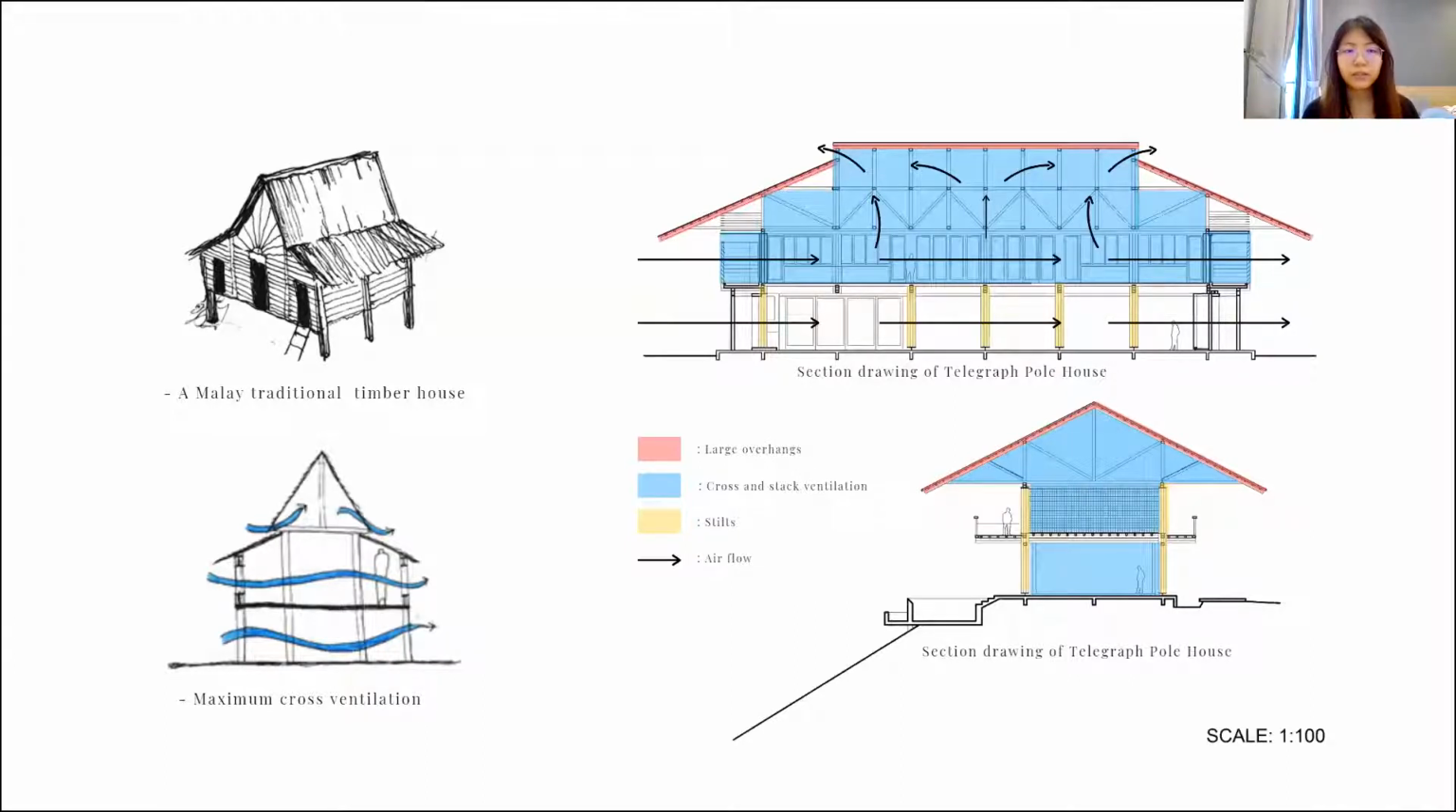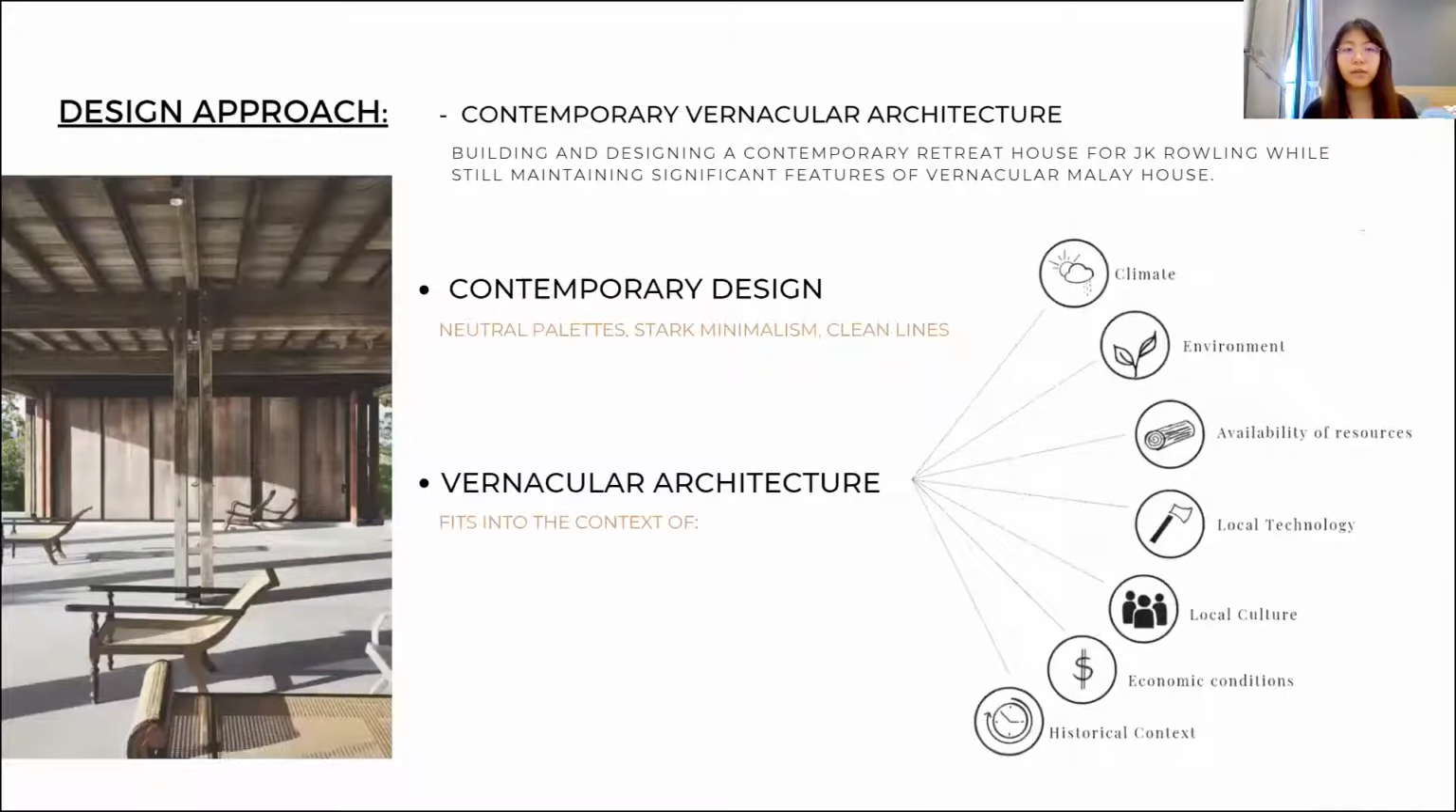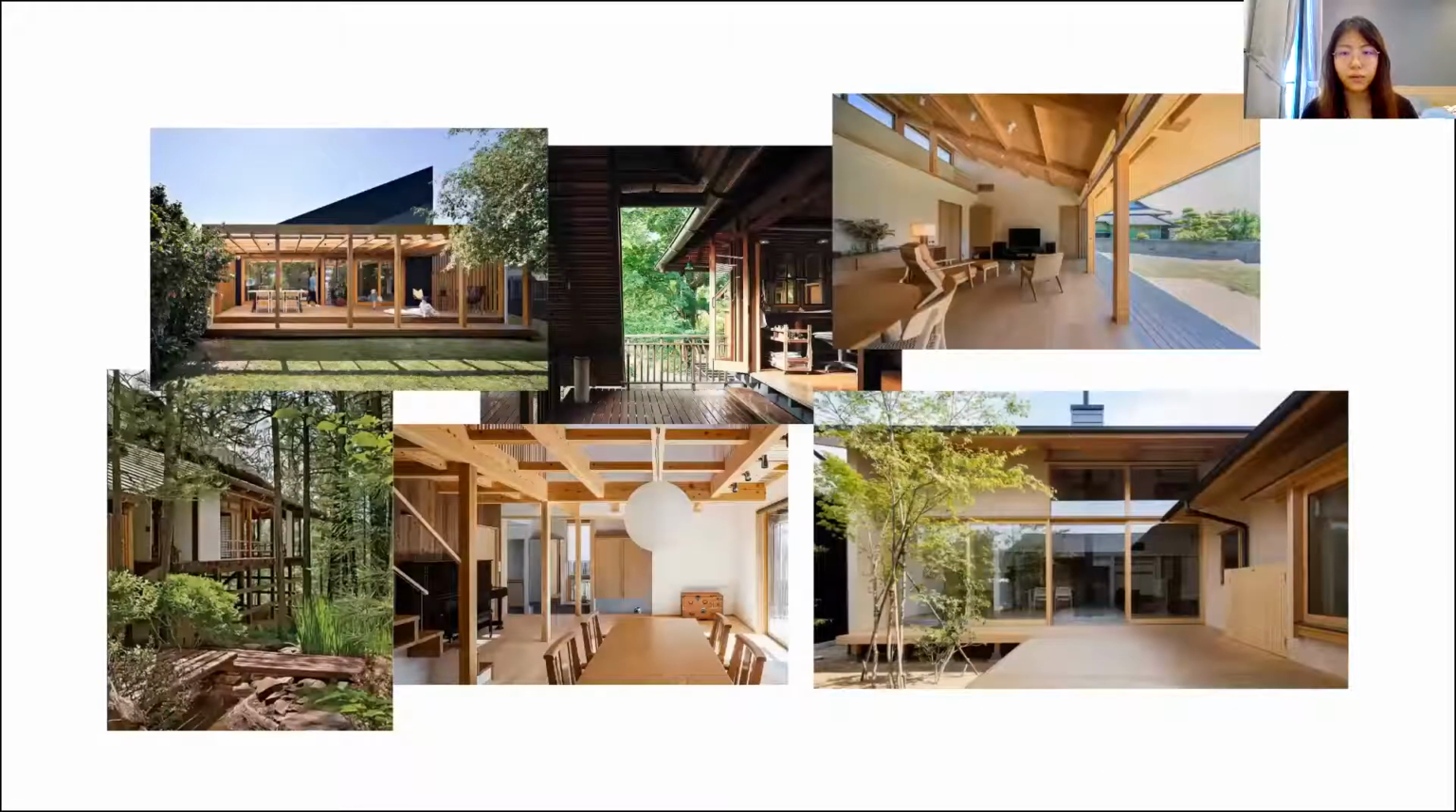So Telegraph Pole House is actually derived from the Malaysian traditional timber house. So this inspires me to have the design approach of contemporary and vernacular architecture. For the contemporary design, I would like to focus more on the facade treatment and also the design of the elements of the house. So vernacular architecture fits into the context of climate, environment, availability of the resources, and so on. I would focus more on climate because it also refers to my concept. So these are the design approaches I am looking forward to.